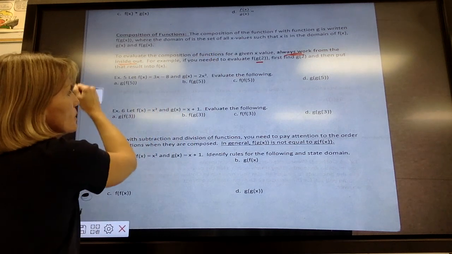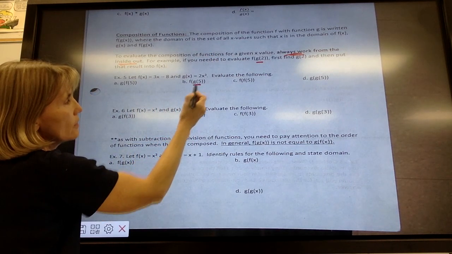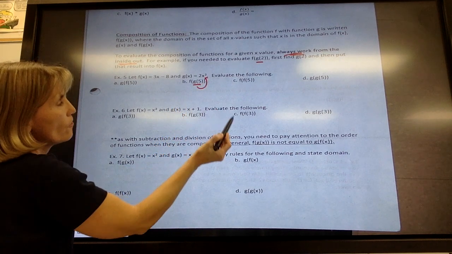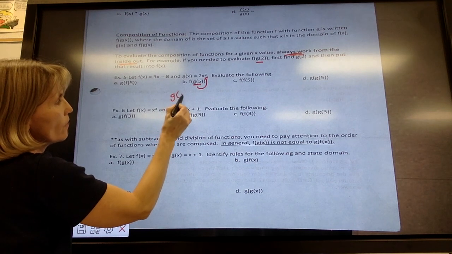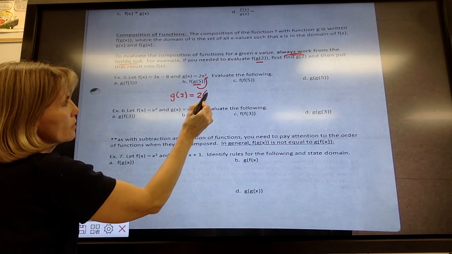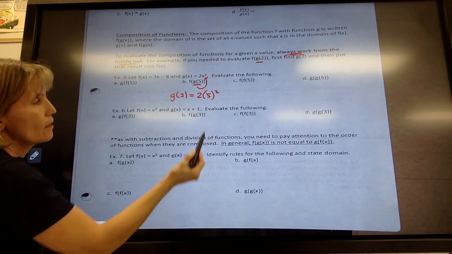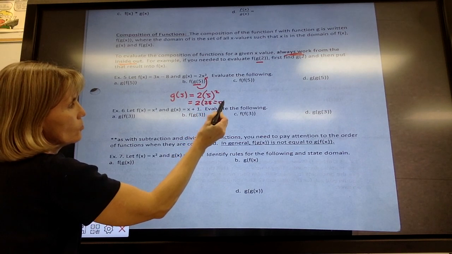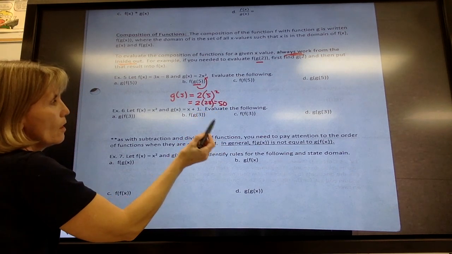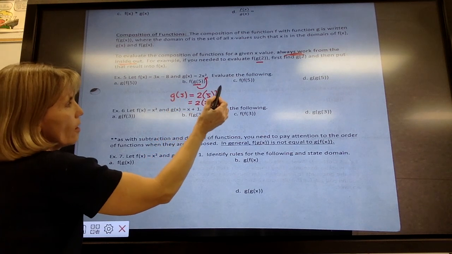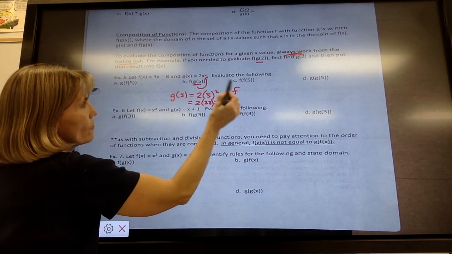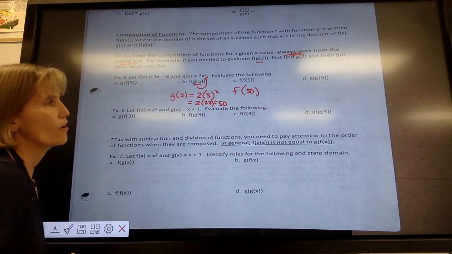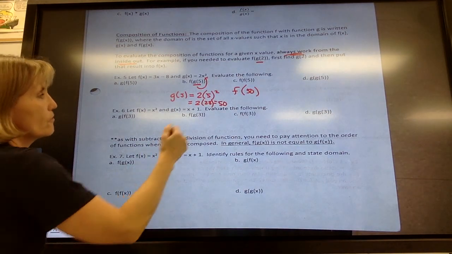If I go on to the next example, I want to start on the very inside, which is g of 5. Find your g function and plug the 5 into it. So g of 5 is going to equal 2 times 5 squared. Again, we square first, so 5 squared is 25. 2 times 25 is equal to 50. So this value is 50. I'm replacing g of 5 with the value that I just found, 50. Now I'm going to find the f function at 50, f of 50.